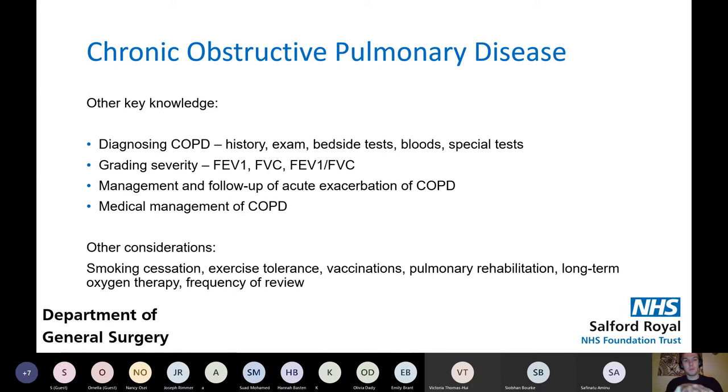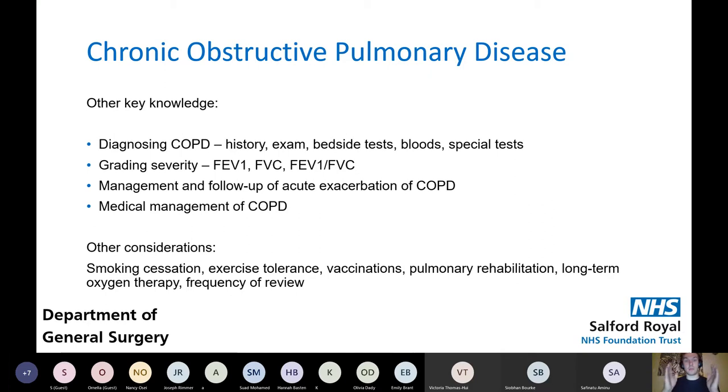So grading the FEV1 and the FVC. FEV1 is forced expiratory volume in 1 second. That is when you get somebody to breathe out, how much are they getting out in 1 second compared to the total amount that they can get out. So that's the FVC. FVC is the forced vital capacity.